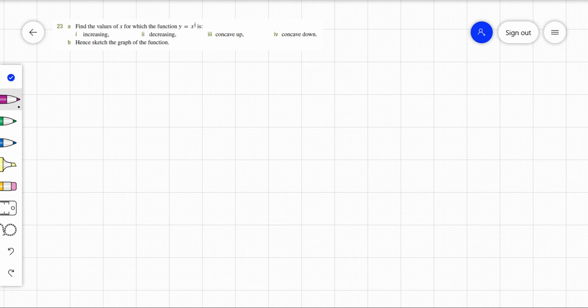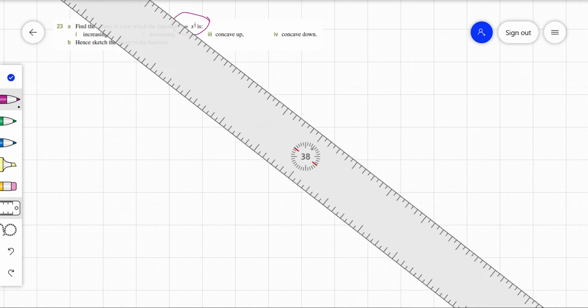So find the value of x for which this function is increasing, decreasing, concave up, concave down. And then we're going to sketch it. Something to think about, which I think we often forget, is don't forget we can use the actual function as well. It's pretty easy to see that if I sub in x equals 0, I get y equals 0. So straight away, I know that (0, 0) is a point that lies on that graph.